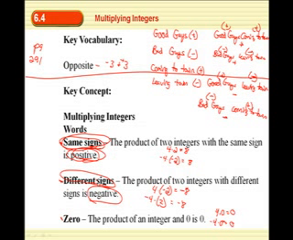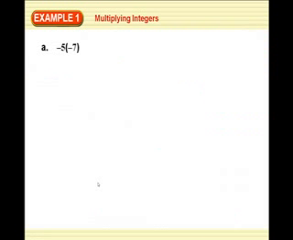If the signs are different, the answer is negative. And anytime you multiply 0 by 0, the answer is 0. Okay, so there's a lot of stuff on there. Get it all down, and let's start doing some multiplying.